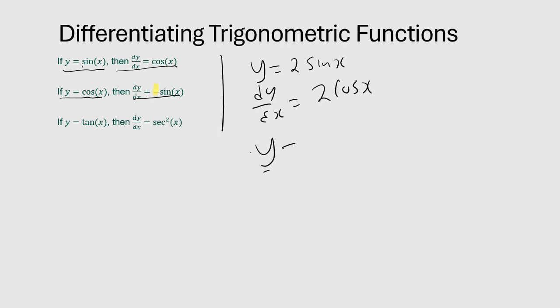If your y is equal to 5 cos x, then dy over dx is, since the derivative of cos x is minus sine x, minus 5 sine x because of the minus here.